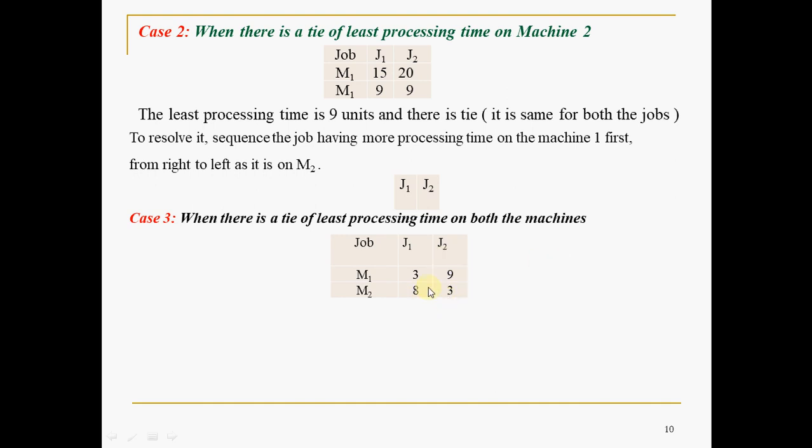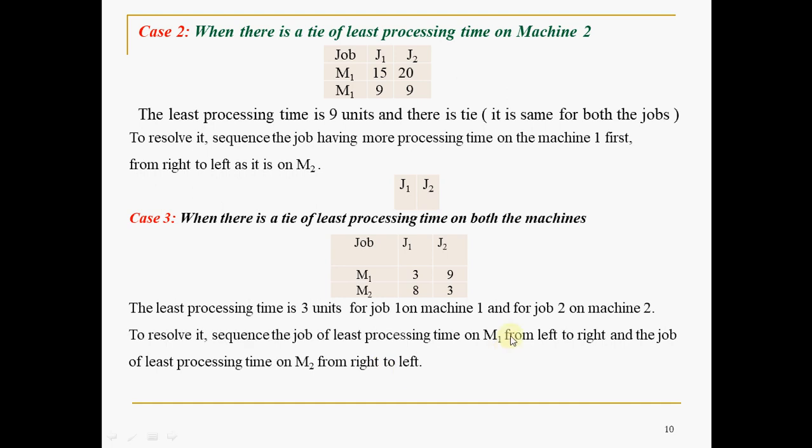That's all. Okay, so if the tie is on one side, then only you have to see. That's what case 1 and case 2 are. The tie may be on machine 1 or the tie may be on machine 2. Fine. So if it is on both the sides, you can just sequence arbitrarily. I mean, one from left to right and one from right to left. The least processing time is 3 units for both the jobs, for job 1 and for job 2 on machine 2. Fine. To resolve it, sequence the job of least processing time on M1 from left to right and the job of least processing time on M2 from right to left.